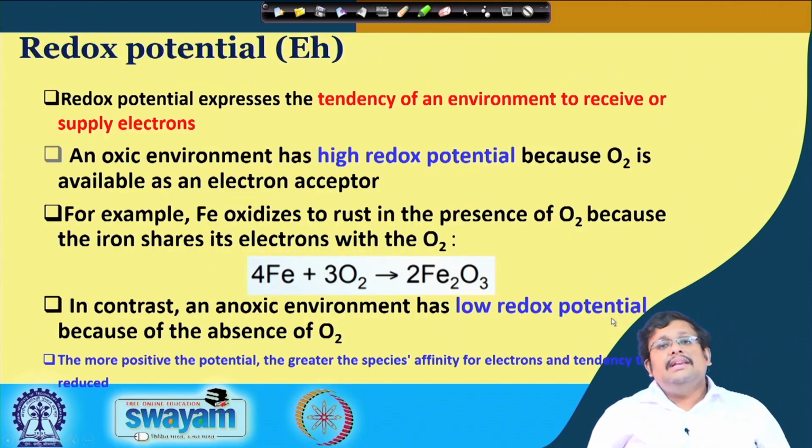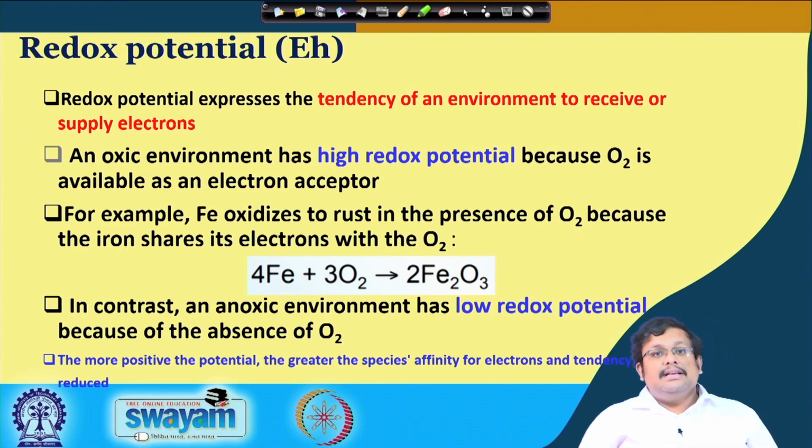So, what is redox potential? Redox potential basically expresses the tendency of an environment to receive or supply electrons. Whether an environment where different chemical reactions are going on will accept or supply electrons can be indicated by using the redox potential, which is denoted by EH. So, EH is basically called the redox potential.